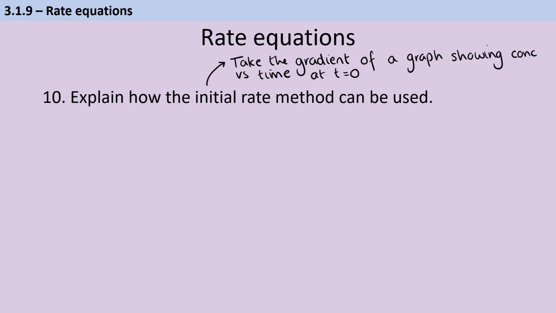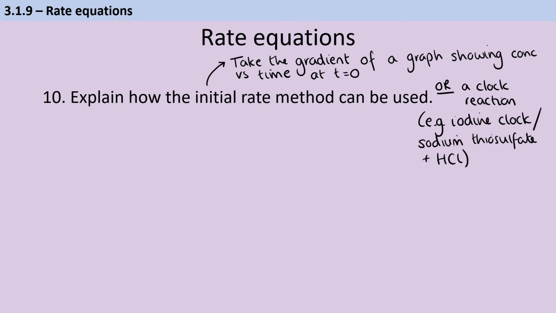So if that is the case, then we can have a set of data that's plotted on a graph showing us how the concentration changes over the course of the experiment, and then we can take a tangent and calculate what the gradient of the graph is at t equals 0, and that will give you the initial rate. Alternatively, you might be able to use a clock reaction.